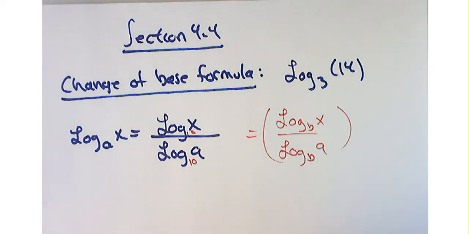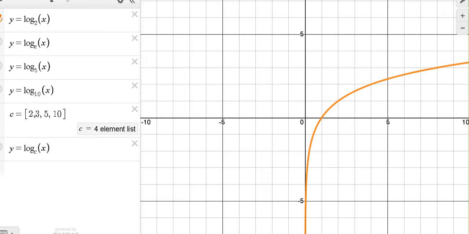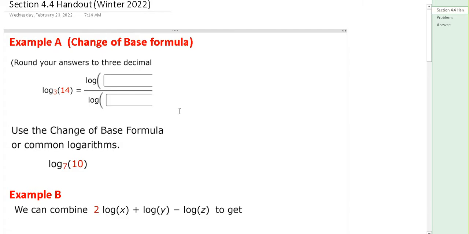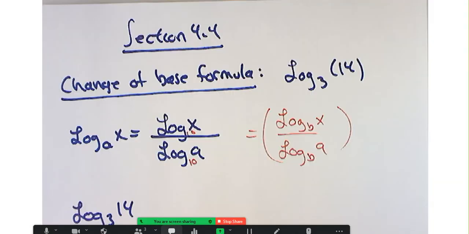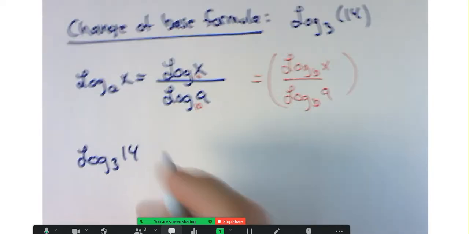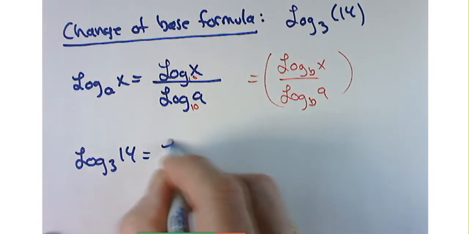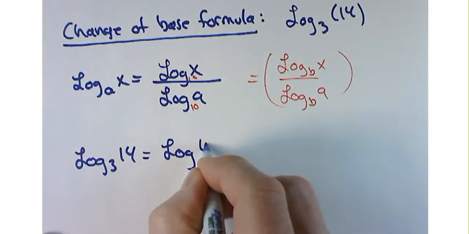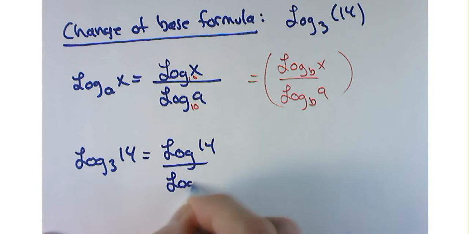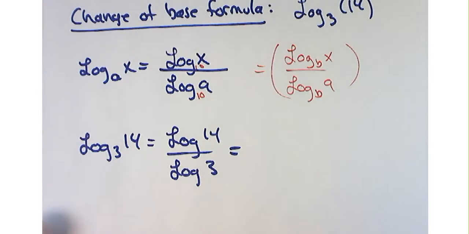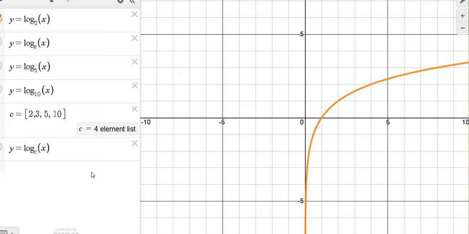It's just understood. Now, how would that work out for a problem like this one? Log base 3 of 14. Well, let's take a look here. So let me switch back on my screens. Log base 3 of 14, that'd be log of 14 divided by log of 3. So let's see what that is. Actually, I'll go to decimals for that first one.